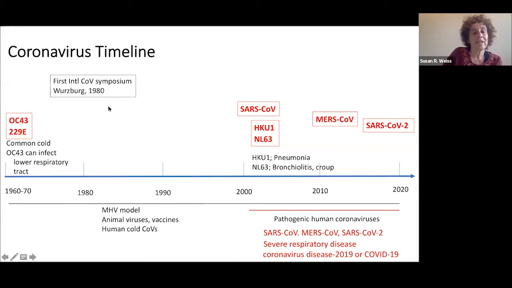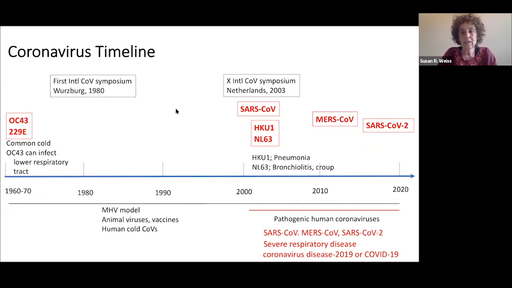Just a little more history, the first International Coronavirus Symposium was assembled in Würzburg, Germany in 1980, and there were about 60 people at that meeting, and that was pretty much the whole field. And then in 2003, the 10th International Coronavirus Symposium was convened in Egmond aan Zee in the Netherlands. And that had a lot more people in it. This was just right after SARS had emerged. So this meeting attracted a huge number of people, and a lot of people came into the field of coronaviruses.